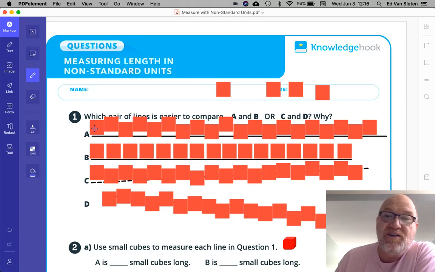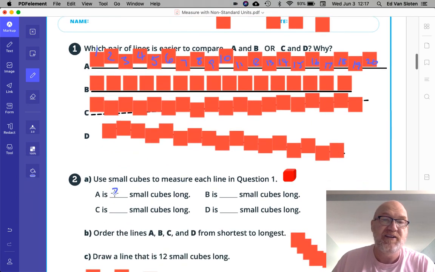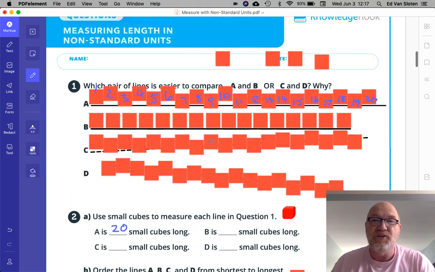All right, so how long is line A? It's 1, 2, 3, 4, 5, 6, 7, 8, 9, 10, 11, 12, 13, 14, 15, 16, 17, 18, 19, 20. So it's a little bit more than 20. So I can say A is 20 cubes long.